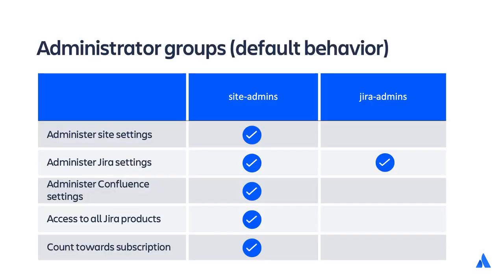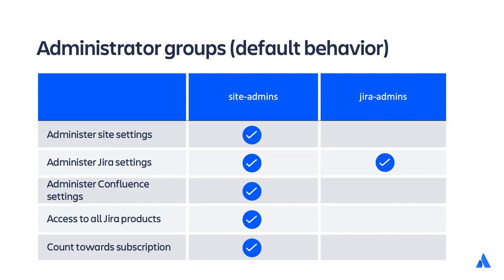Here are the administrator groups you'll see by default after creating a new site. One group, which is called Site Admins, contains all organization administrators. These users are mapped to both the user and product admin product roles of all products in your site. This means that they can both use all features of the product and administer all products in the site.